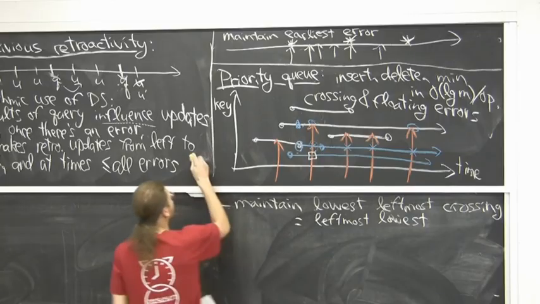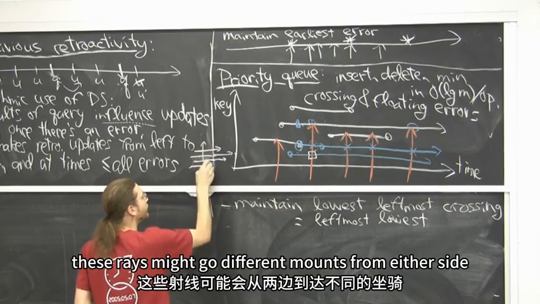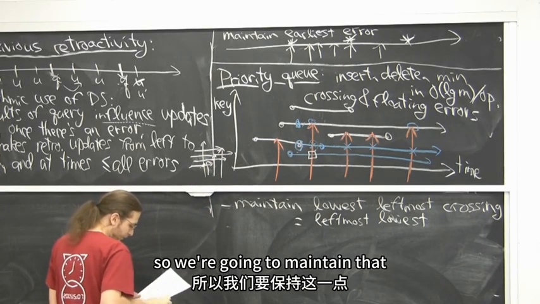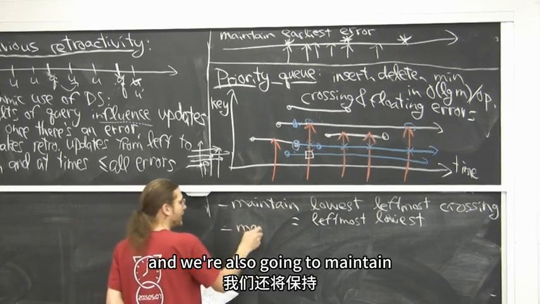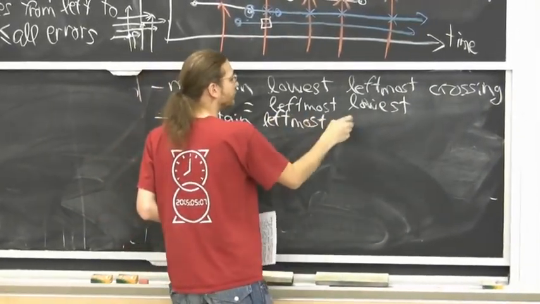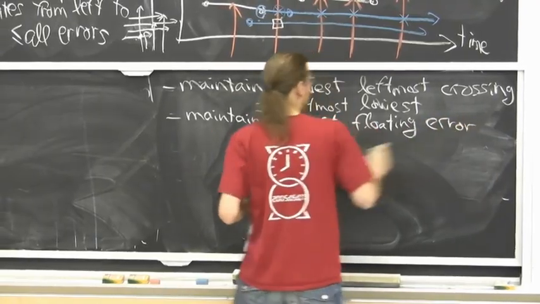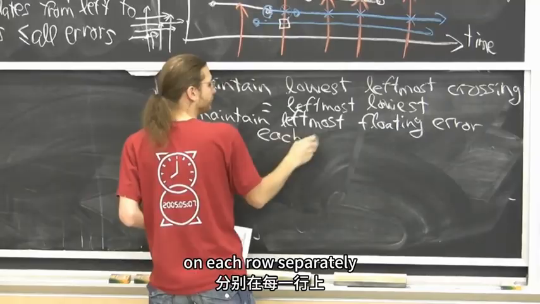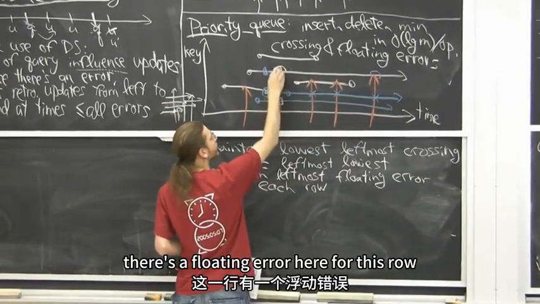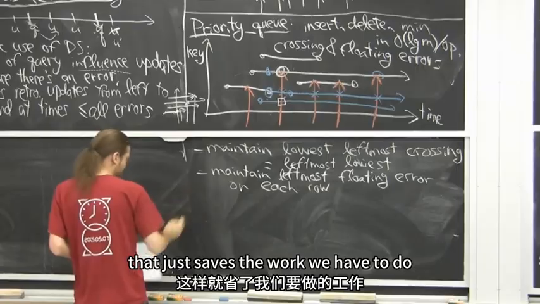Okay, so that's this picture. These rays might go different amounts from either side, but there's a single lower left corner. So we're going to maintain that. And we're also going to maintain the leftmost floating point error on each row separately. So in each horizontal line, like here, we'll maintain that there's a floating error here for this row, but we won't figure out that one till later. That just saves the work we have to do.